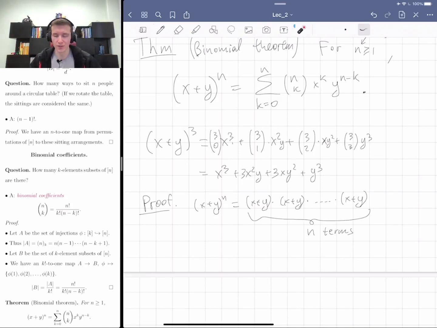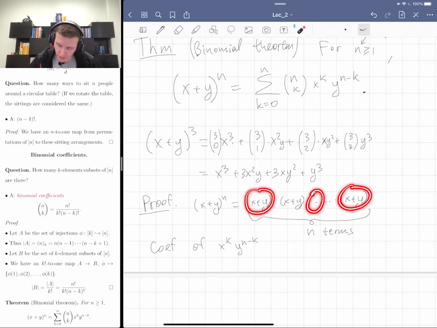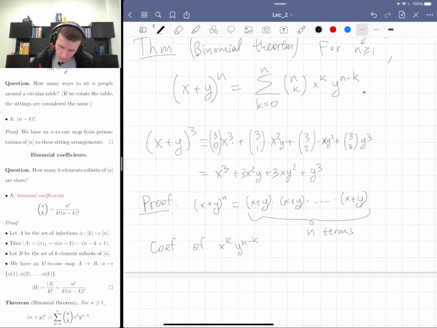If you expand this product, from each bracket you can choose either x or y. So you basically have strings on an alphabet of 2 letters. The coefficient of x to the k, y to the n minus k corresponds to picking k brackets where you choose x, and then you choose y in the rest of the brackets. That coefficient is exactly n choose k, just because of this observation.